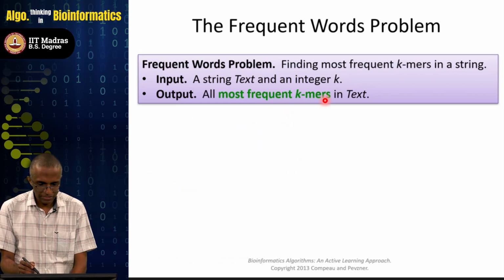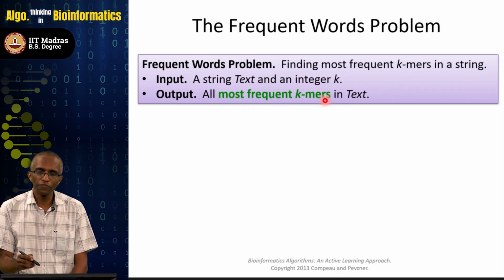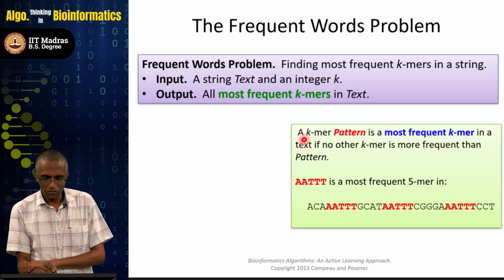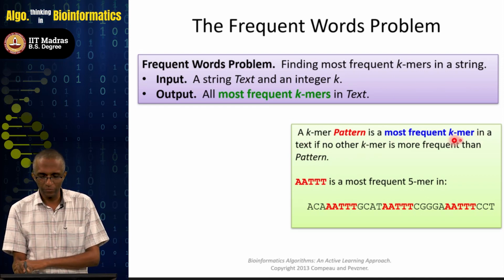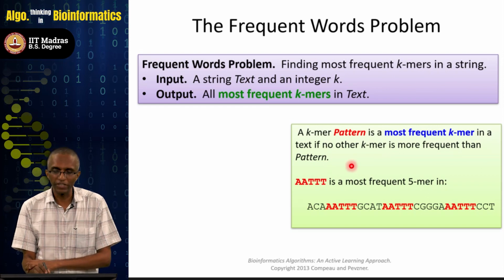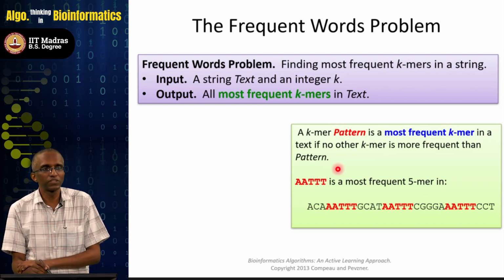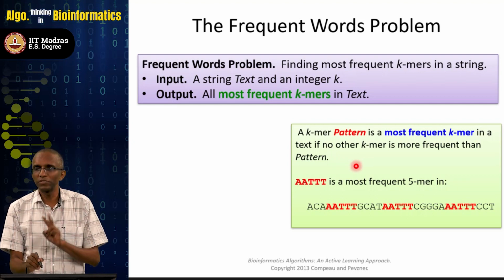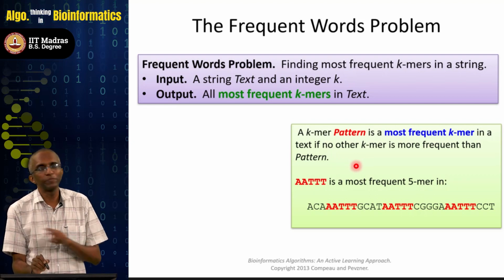So, we need to be precise there, and a most frequent k-mer is a k-mer that is more frequent or as frequent as any other k-mer in the text. Okay. There is no other k-mer that is more frequent than this particular k-mer. So, that is what is written here. A k-mer pattern is a most frequent k-mer in a text if no other k-mer is more frequent than pattern. Okay. So, there is no other k-mer which beats this. There may be ties, there may be 2 distinct k-mers which occur the same number of times.